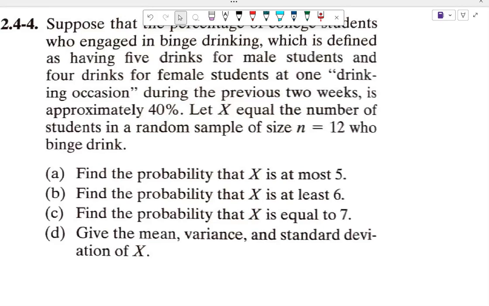Percentage of college students who have engaged in binge drinking. Yippee. All right. What amuses me is, this is just a side note. It has nothing to do with class at all.